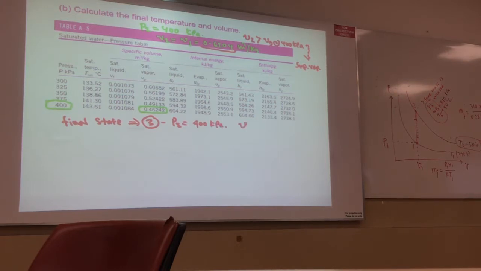And what is V3? Double the initial volume, right? That means 2 times 0.6204, which gives 1.2408 meter cube per kilogram. Alright? So what can we understand? We understand that V3 is also higher than Vg at 400 kilopascal. So the state is superheated vapor, right?